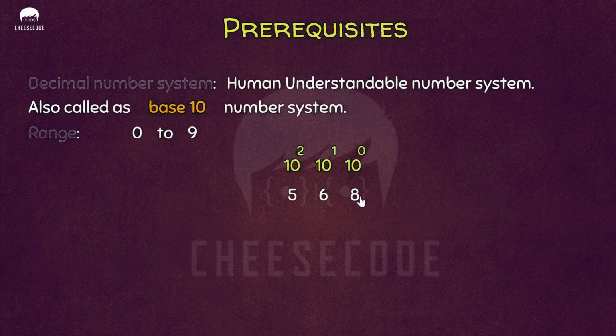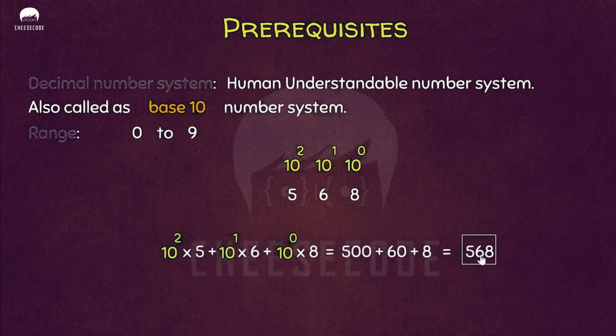When we multiply 8 with 10 raised to the power 0, we get 8 only. When we multiply 6 with 10 raised to the power 1, we get 60. When we multiply 5 with 10 raised to the power 2, we get 500. And now, in order to get the desired result, we add them up to get 568 as our result. Isn't that easy?